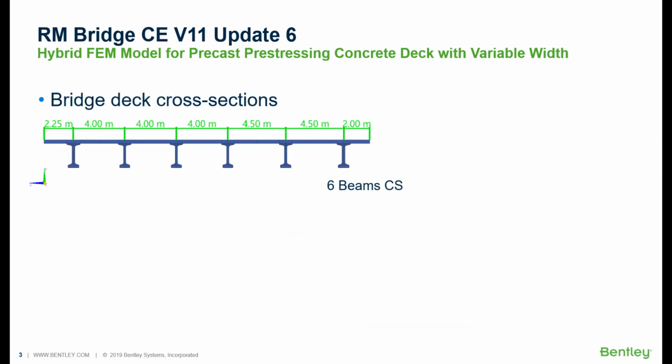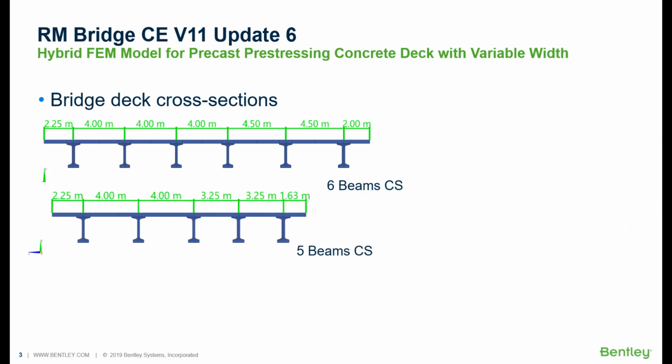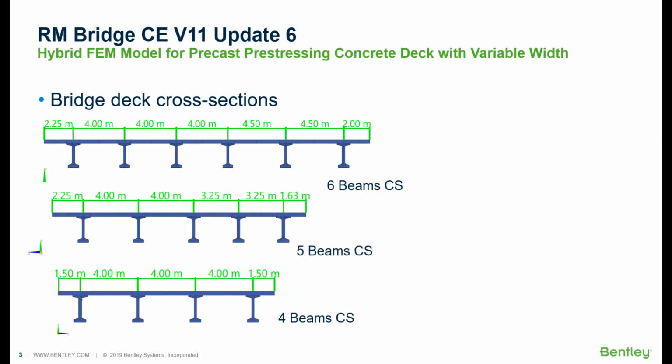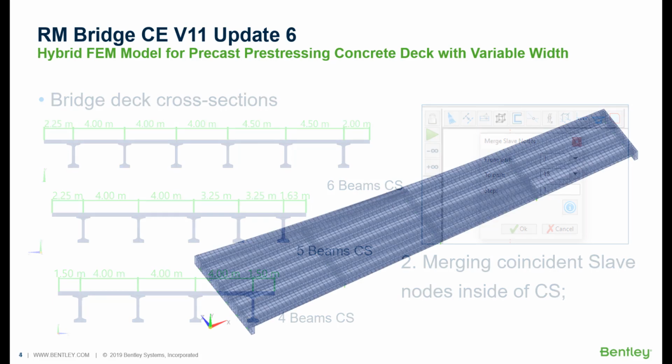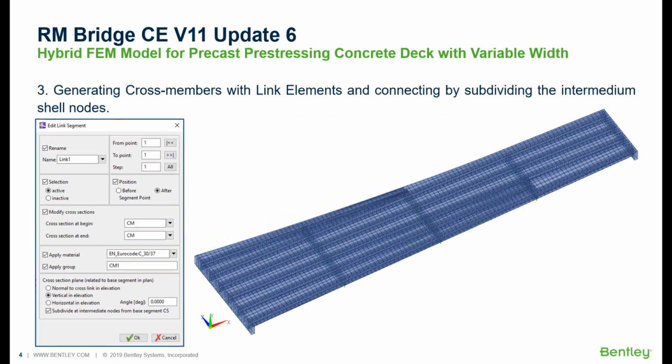The new features refer to automatically assigning reference sets to part elements when inserting simple composite beams in a multi-girder deck cross-section, merging coincident slave nodes existing in the cross-section, and how to generate cross members with link elements and by subdividing them, connect shell nodes. So let's start.